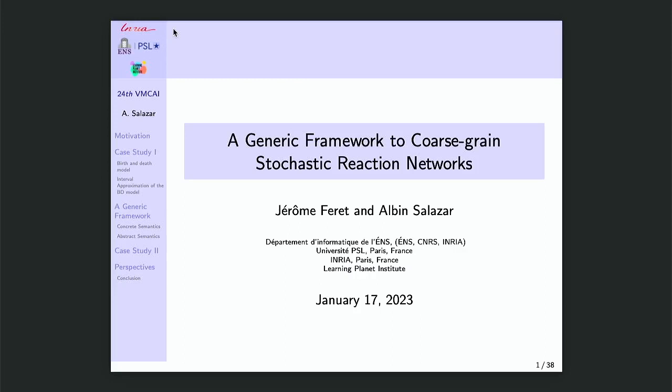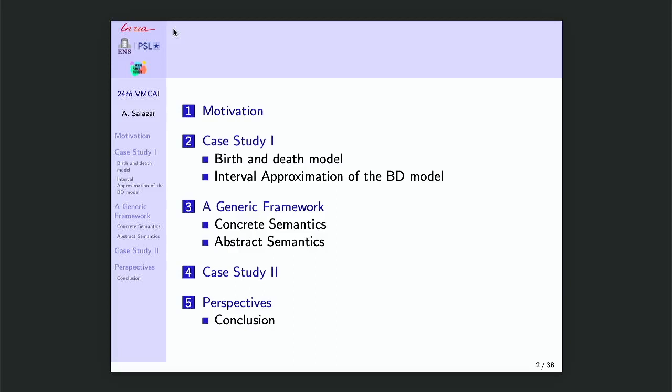Okay. So I will begin by giving a general outline. The presentation is split into 5 parts. I will discuss the motivation and transition into a case study to provide intuition. Then I will introduce the generic framework. After that, I will transition into a second case study and then conclude.